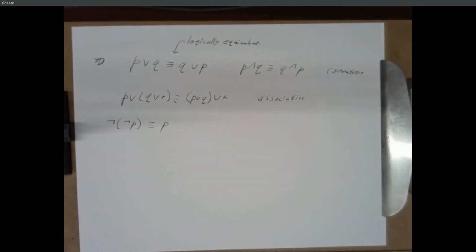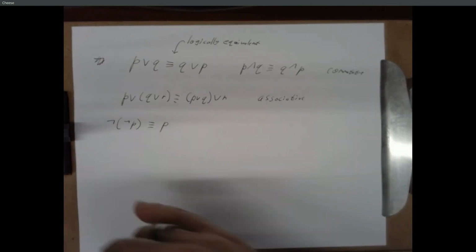If we negate the negation of P, we get P. So if P is the proposition that it's sunny, not P is the proposition that it's not sunny. Not not P is the proposition that it's not not sunny, which is the same as saying that it's sunny. And this is where spoken language starts to fail us. But this is double negation.